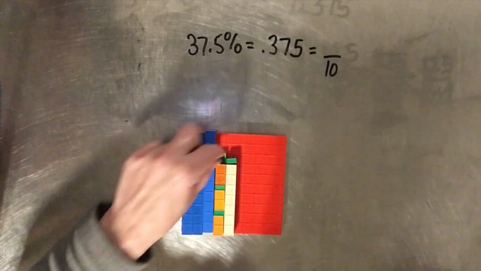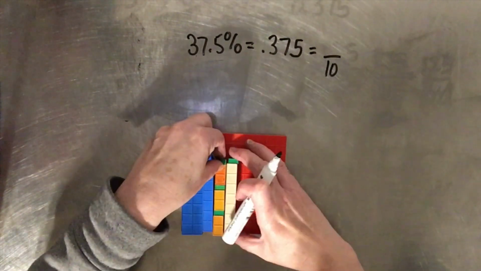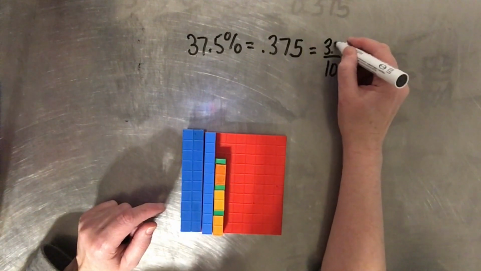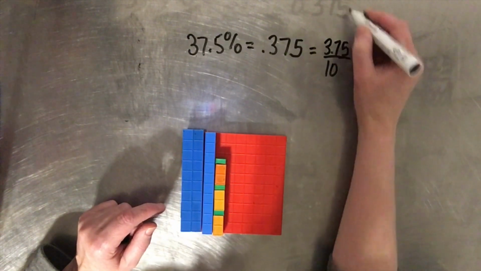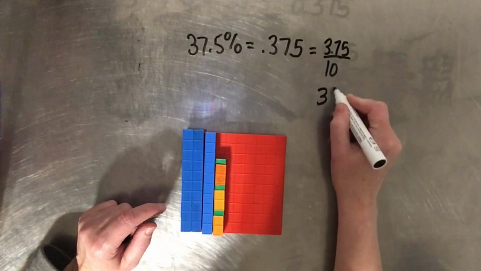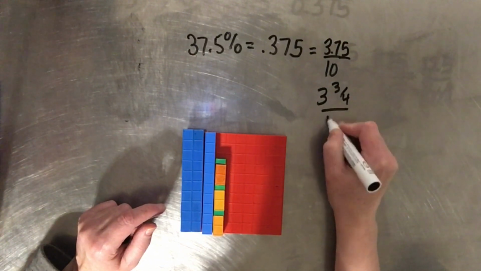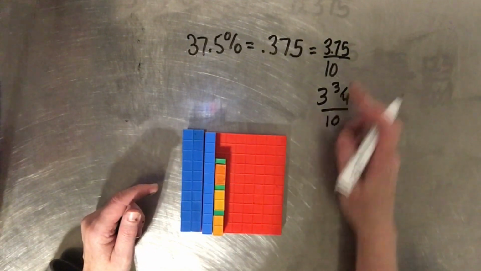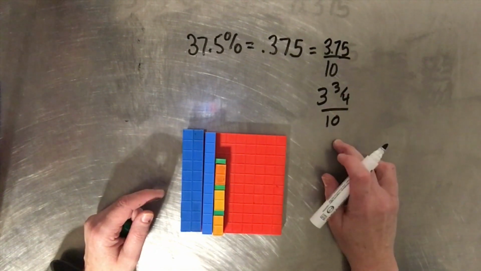So really what we have, if we're writing this in terms of tenths, I'm just going to move that for a minute, is we have 3 and 0.75 tenths, or you could even write this as 3 and 3/4 tenths. Okay? And that's the same thing, right? 3.75, 3 and 3/4 tenths.